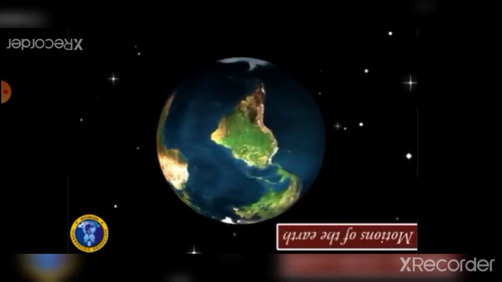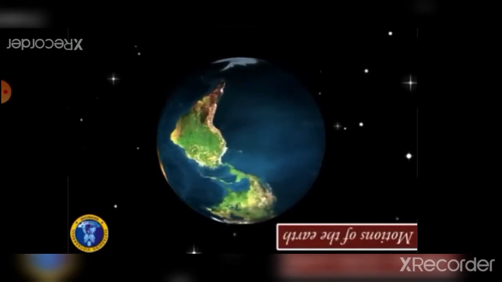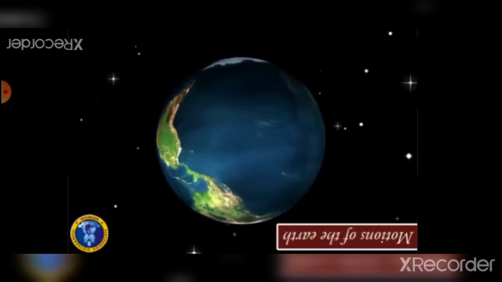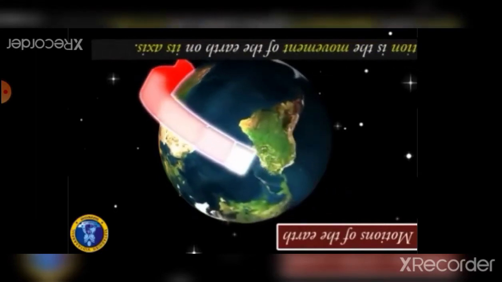Let's have a quick recap of movements of earth. That means let's understand rotation and revolution. Movements of the earth. There are two types of motions of earth. As you know, earth has two types of motions, namely rotation and revolution. Rotation is the movement of the earth on its axis.